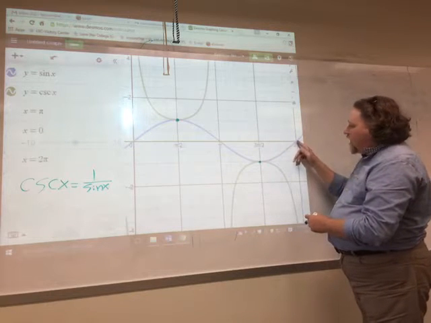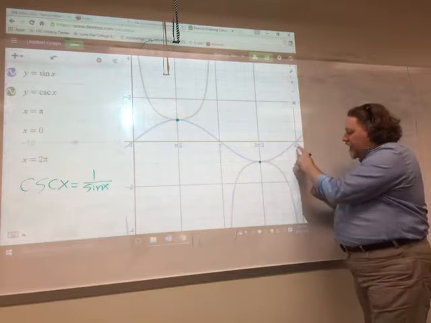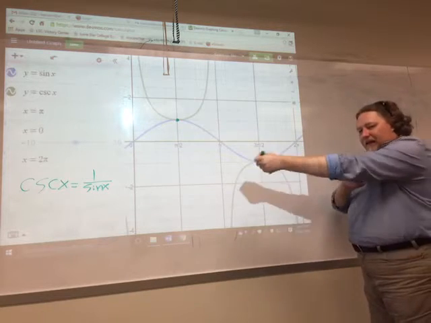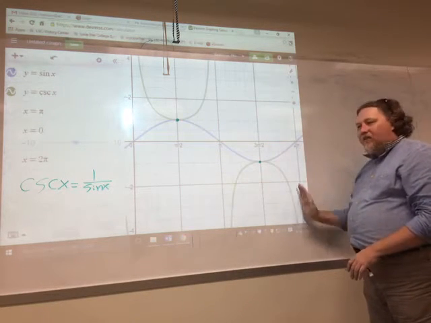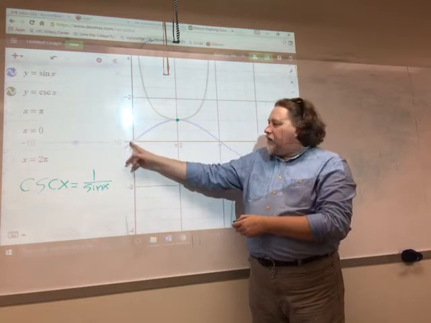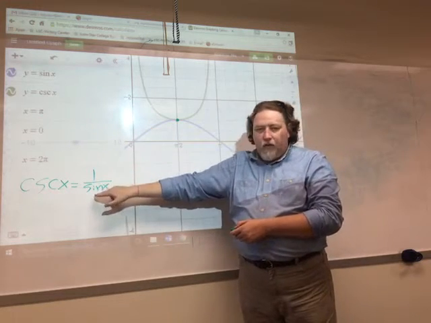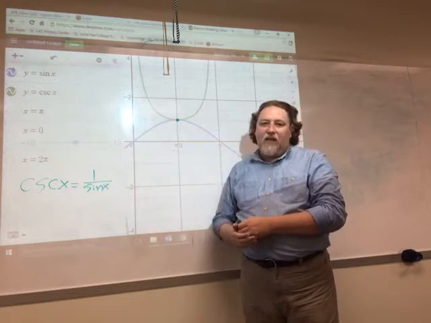What happens right here at 2 pi? Well, again, sine is 0 at 2 pi, so cosecant gets torn. Cosecant can't exist there. And the same thing happens over here where x is 0. Since sine is at a height of 0, cosecant, which is 1 over sine, does not exist.